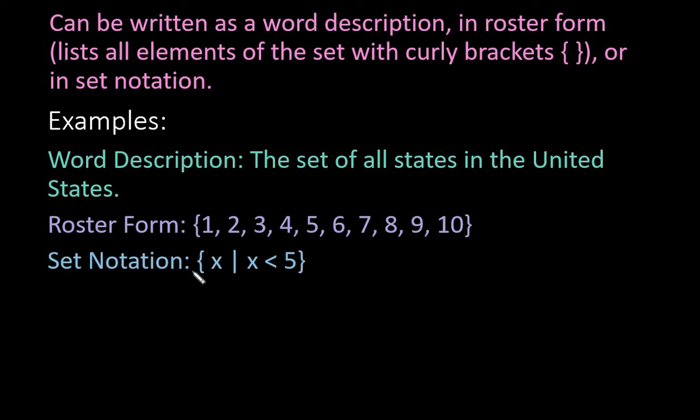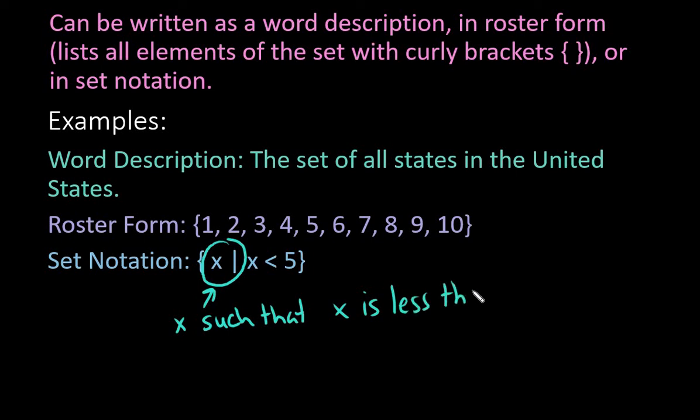And then set notation is similar to roster form, but instead of listing out every single number with commas in between, we set it up where we have our set brackets, and then we use this symbol right here, which we would read as x such that x is less than 5. So that's how we would read this out, x such that x is less than 5. So anytime you see the x with the line next to it, we read that as x such that, and then you can put whatever your description is.